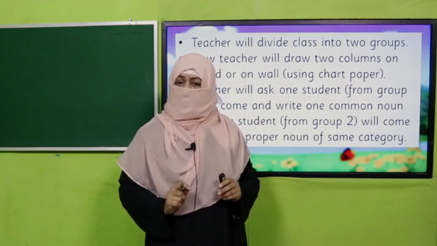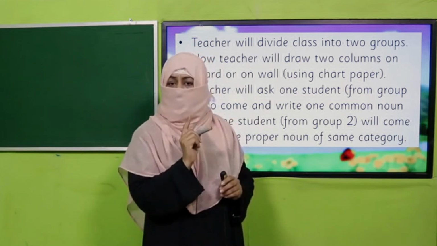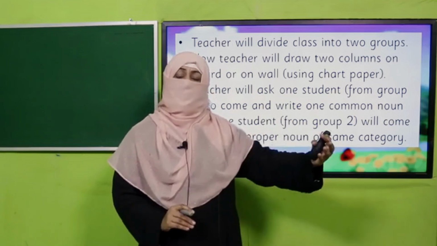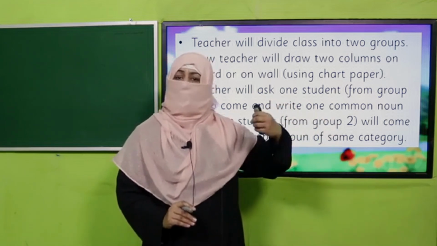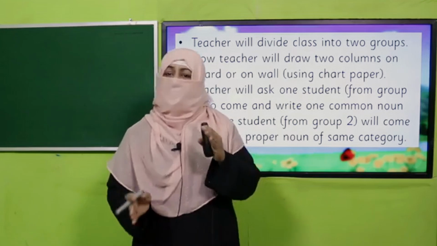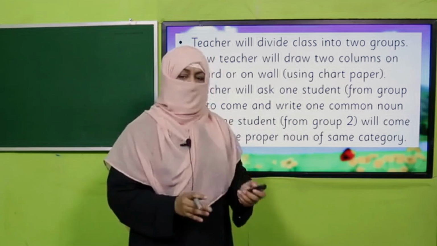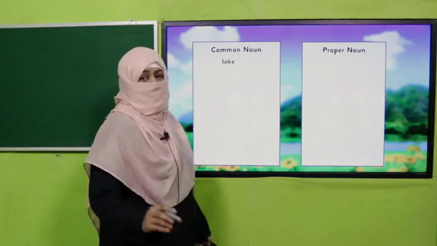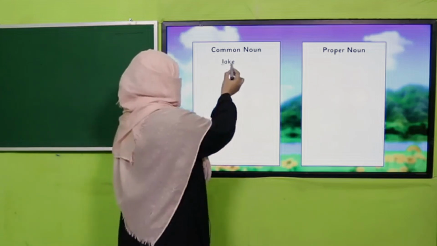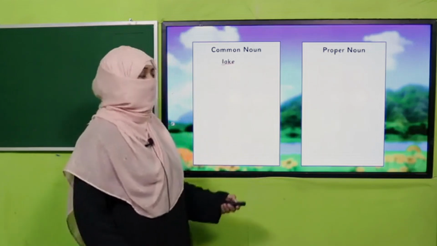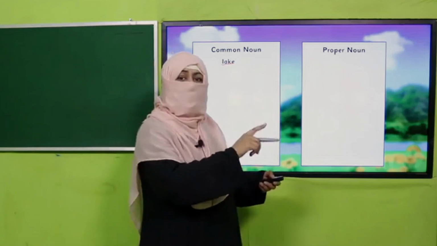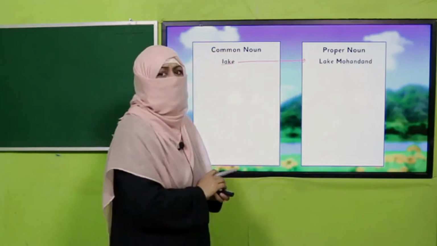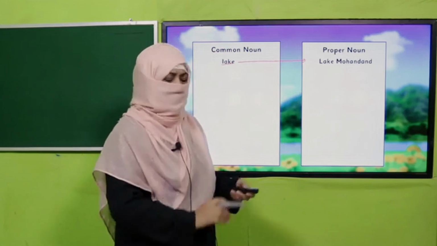The child will come. He will write a common noun and the teacher will call a child from Group 2. The child from Group 2 will write a proper noun of the same category, right? Like this, common noun, proper noun. For example, the first child comes and writes lake. Okay, it's a common noun, we know. The child who comes from Group 2 has to write the name of a lake, a proper noun, like Lake Mohundend, a beautiful lake in Pakistan.